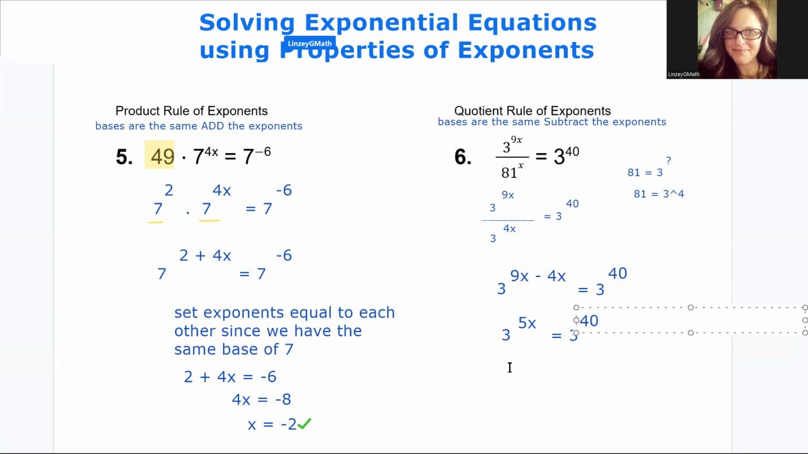Now, since our bases are the same, 3 and 3, we can set the exponents equal to each other and solve. Divide by 5. And there we go. Moving on.